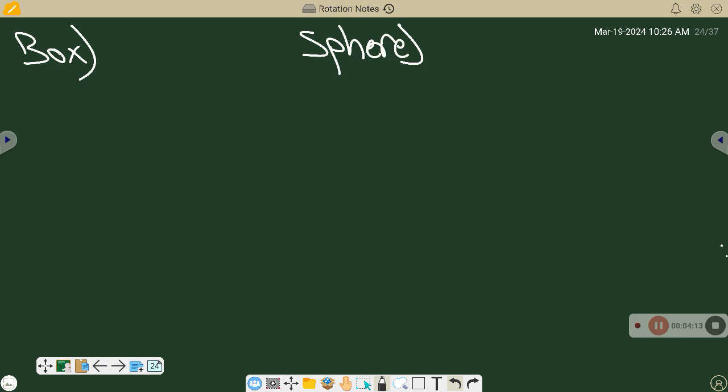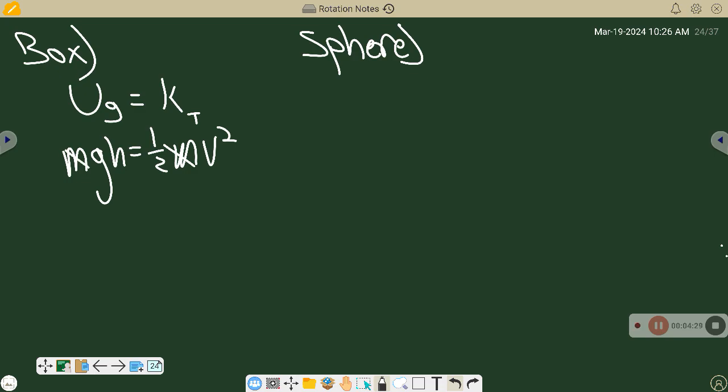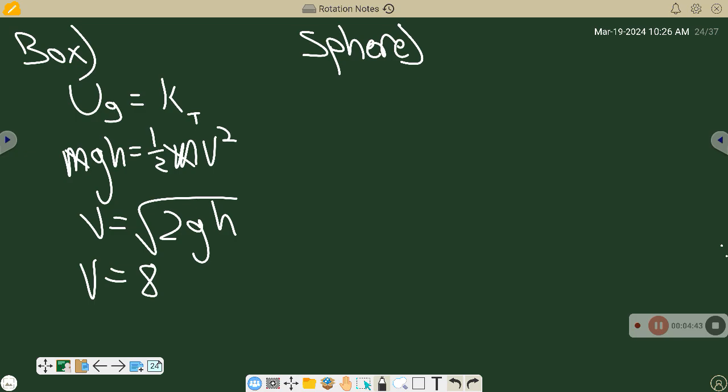Here, I'm going to actually solve for those velocities. So for the box, we start with a bunch of gravitational potential and end with a bunch of translational kinetic. So mgh equals 1/2 mv squared. We've done this a million times this year. v equals the square root of 2gh. Plug that into my calculator. Let me double check the exact numbers there. Yeah, 8.28 is our velocity at the bottom. Okay, cool. That was easy.